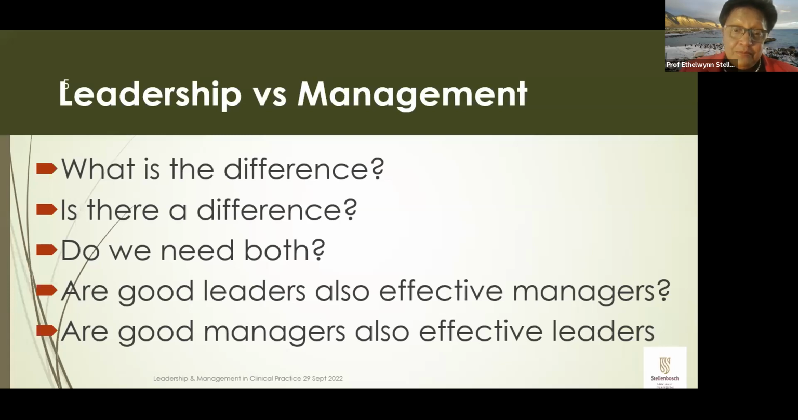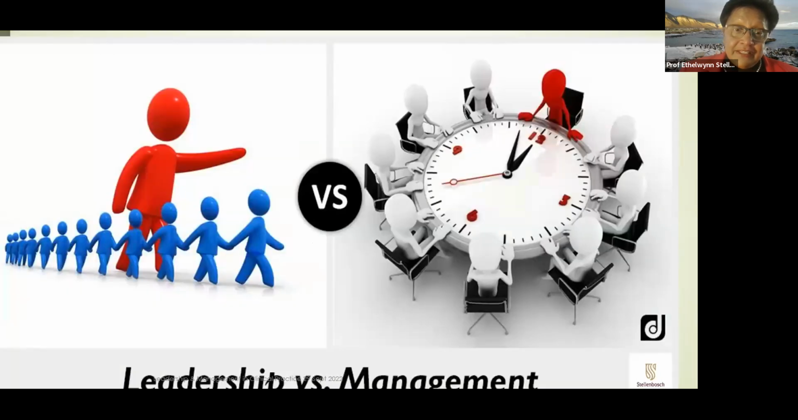Because we need to be effective managers and we need to be effective leaders as well. But the difference is that with the leader, the picture on my left, the followers are moving with the leader. And if you look at the opposite one, your manager is always concerned about time, always concerned about whether we are keeping to the protocols, the policies, the regulations, the laws, whether things are done on time. At 8 o'clock, we do this.